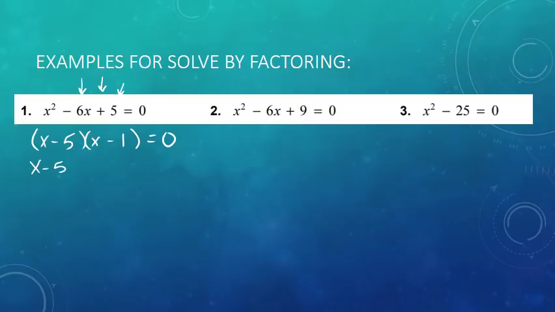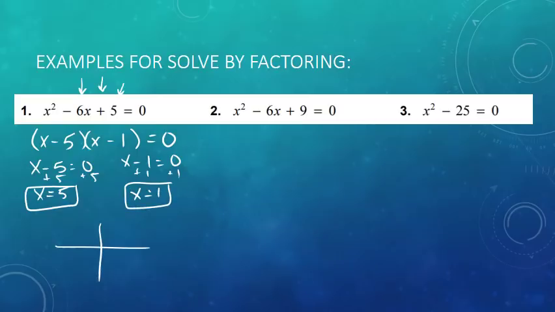Now to finish this out and get my actual solution, I'm going to have to set both of these equal to 0. So that gives me x equals 5 and x equals 1. So what that means is that my roots are at 1 and 5, and this parabola looks something like that. Of course, that's just a quick sketch.